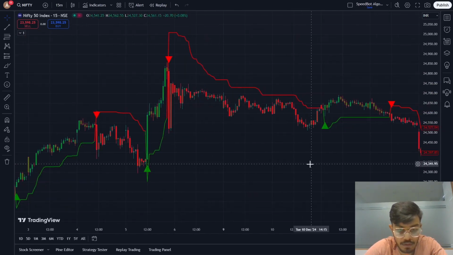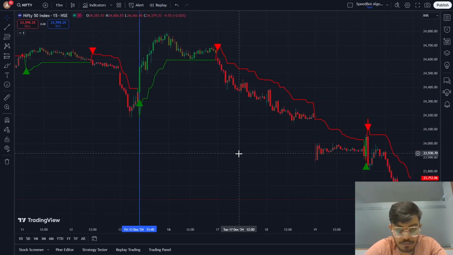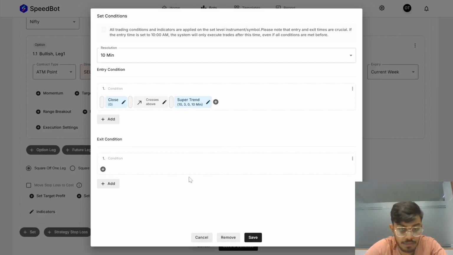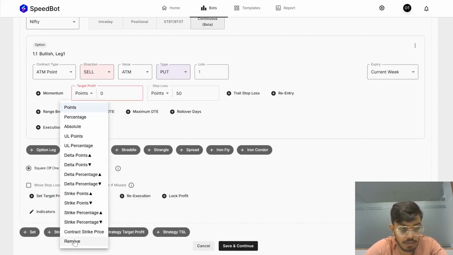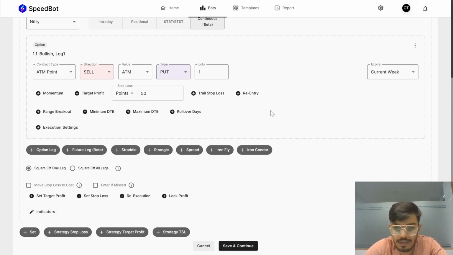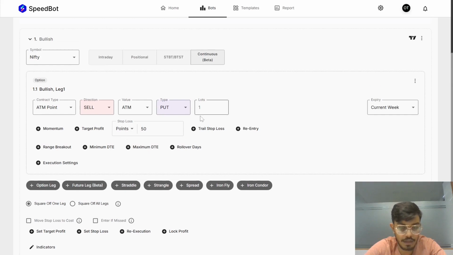Likewise for other candles. Now I'll just save the setting. Let us just keep things as they are. Okay, so now we are good to go. Now we have these three new options.